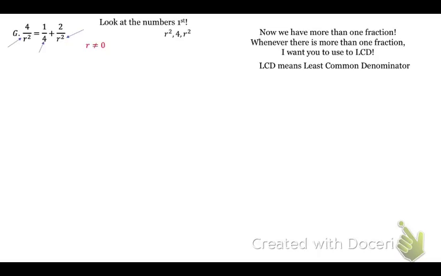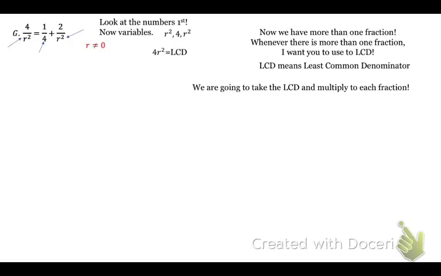Now, we're going to look at the numbers first. The only number I have here is 4. So that's the only number I have to deal with. Now I'm going to look at the variables, and I have r squared. And that encompasses all of those. So 4r squared is going to be my least common denominator. And I'm going to multiply that to each fraction.